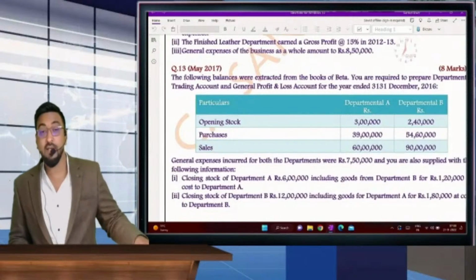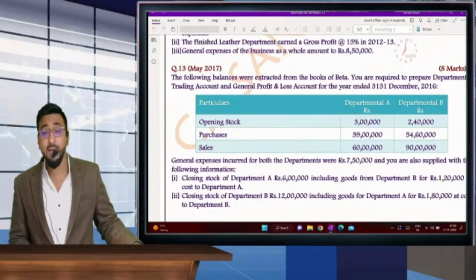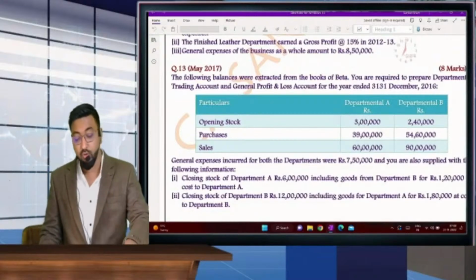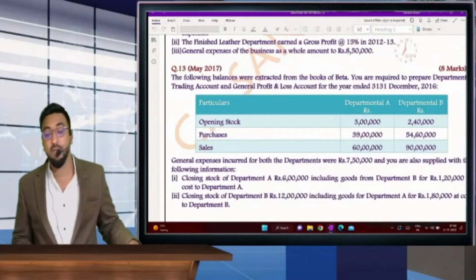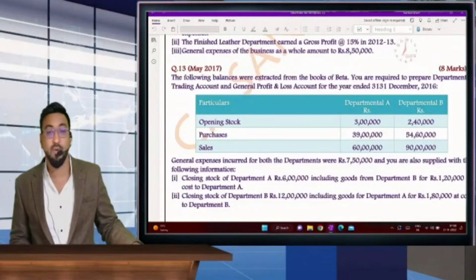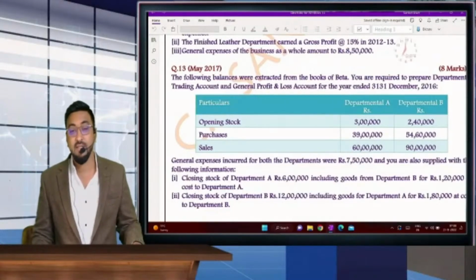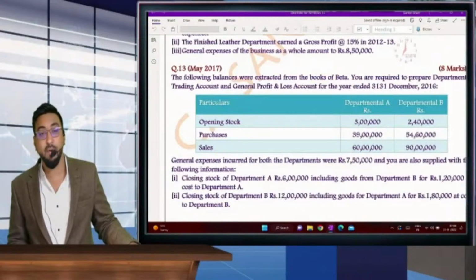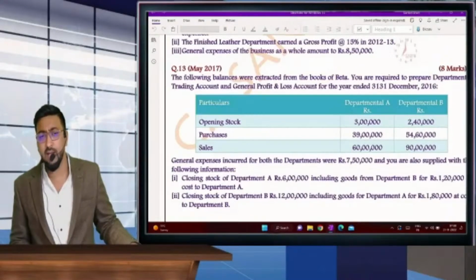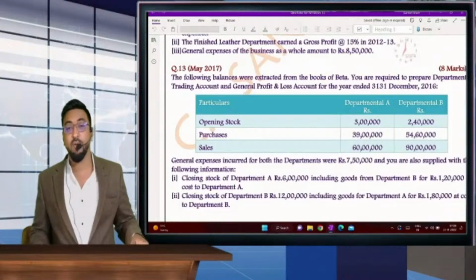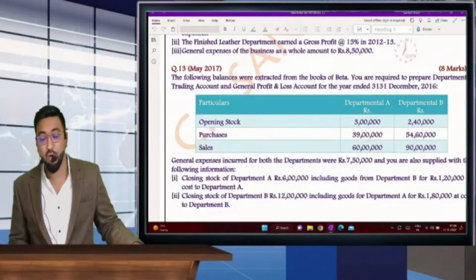So friends, in the last session, we did departmental accounts, but before that, as I always told you, we are going to revise two chapters of the previous session. The first one was redemption of preference shares, which I think we completed in the last session. So today we are going to see redemption of debentures. And before that, our basic rules of accounts that we always have to follow.